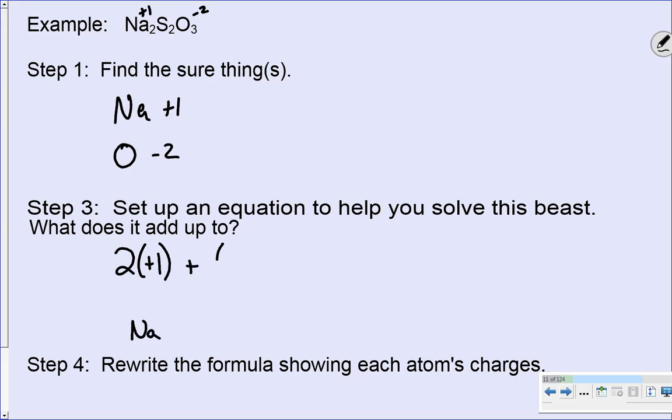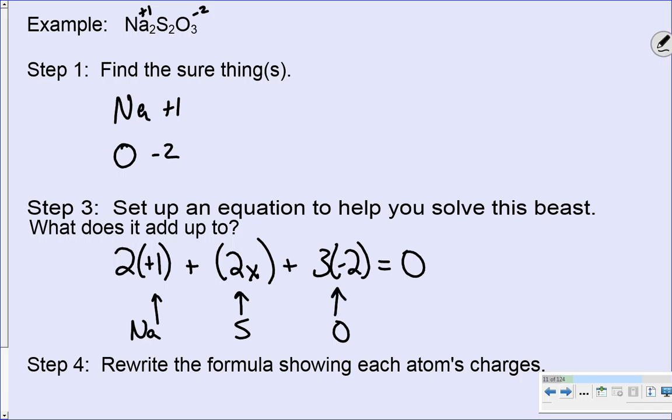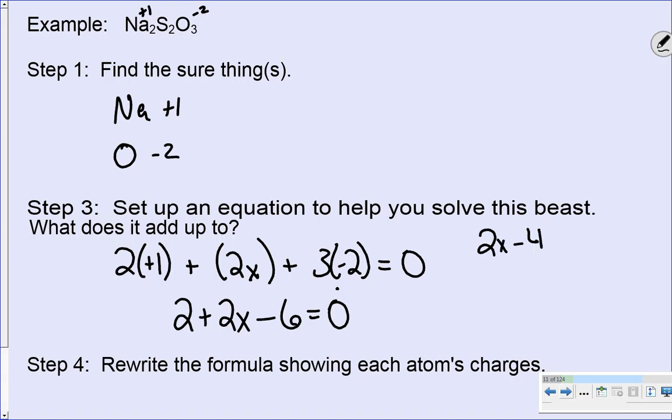plus my sulfurs, which is going to be 2x, plus my oxygen, which is going to be 3 times -2. This is a compound, so the whole thing has to add up to 0. So that's for my sodium, my sulfur, and my oxygen. So this is going to give me 2 plus 2x minus 6 equals 0. 2x minus 4 equals 0. 2x equals positive 4. X equals plus 2.